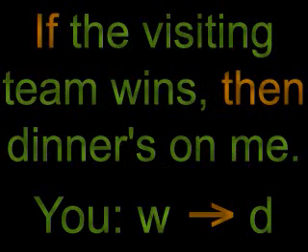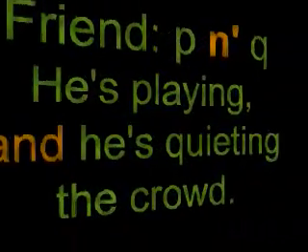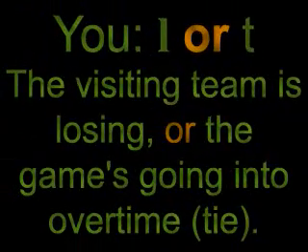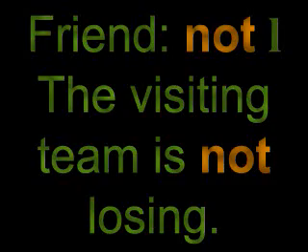To satisfy your curiosity, I'll now translate the other made-up statements. P and Q was used to mean he's playing and he's quieting the crowd. L or T was used to mean the visiting team is losing or the game is going into overtime, as in a tie. Not L means the visiting team is not losing.